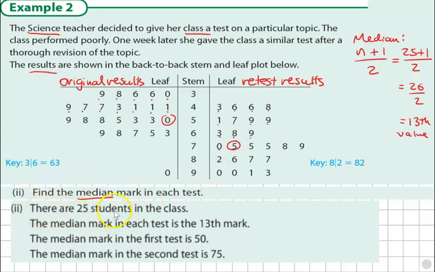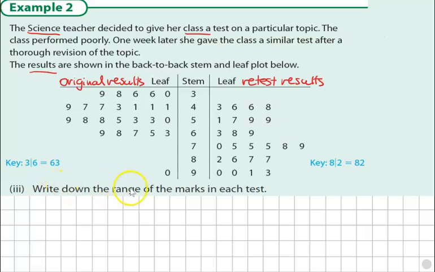So there are 25 students in the class. The median mark in each test is the 13th mark, and this is the rough work that you need to write down to show how you find the median. The median mark in the first test is 50, so that 0 there represents 50. And the median mark in the second test is 75, so that 5 there represents 75.